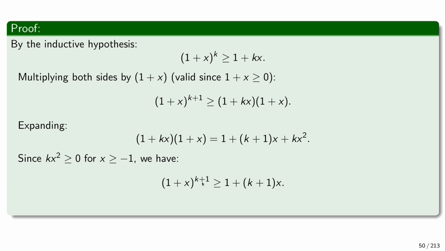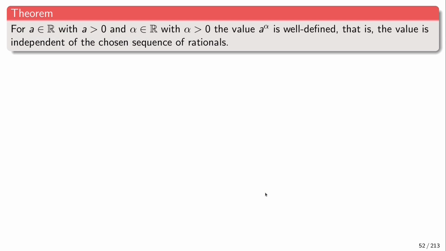Then we have proved this inequality for the next value of k, k plus 1. Therefore, we have proved the inequality by induction, right? Since this inequality holds for 1, we prove that it has to hold for 2. If it holds for 2, it has to hold for 3, etc. So this completes the inductive proof, right?